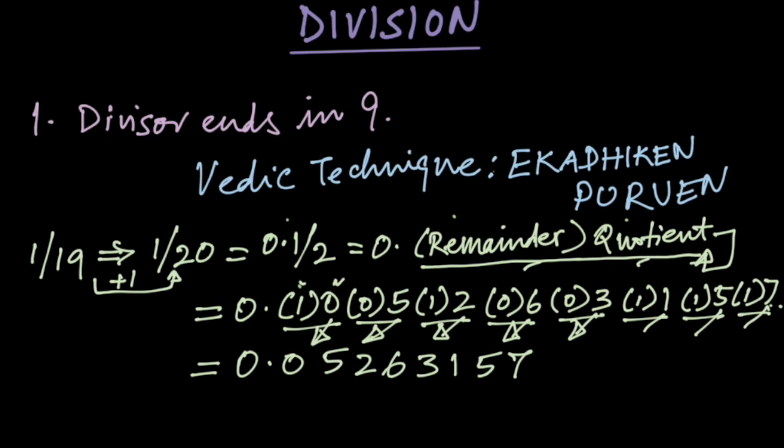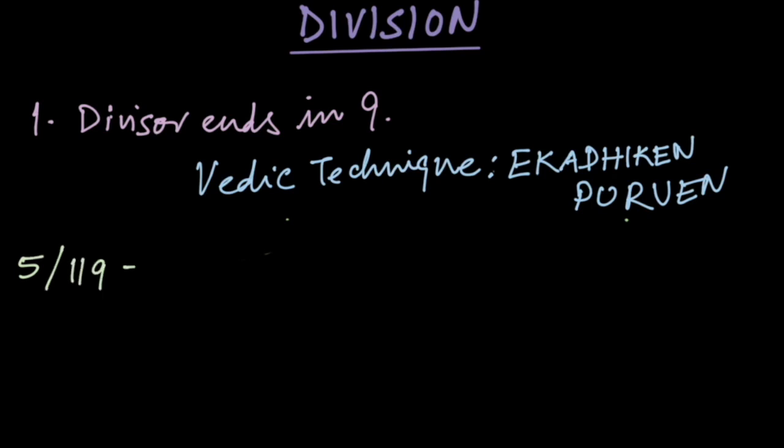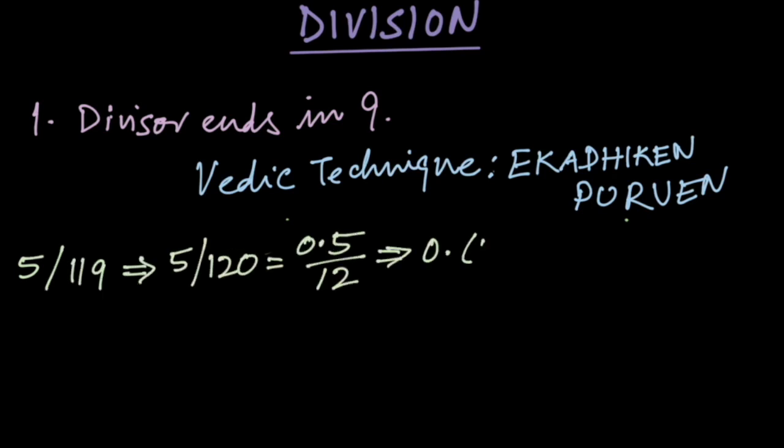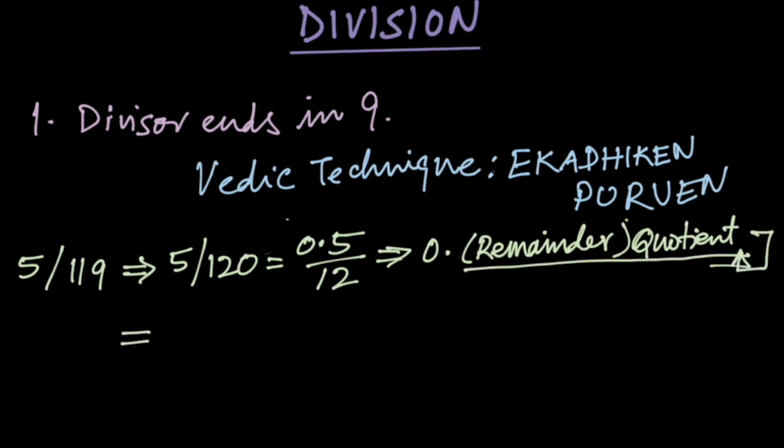So now let's do one more example. Say 5 over 119. So we add 1 to 119 and it becomes 120. Again we divide 5 by 10 first, so we have 0.5 by 12. And we write again in the same form where in the bracket we write remainder and next to it we write quotient. So 5 by 12 is 0 quotient and 5 remainder.